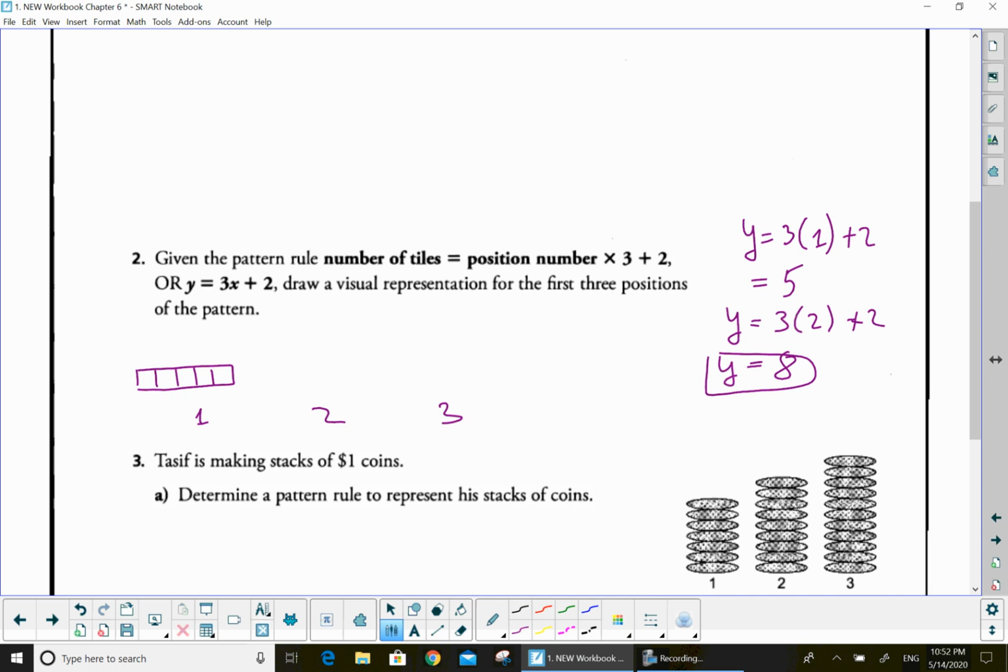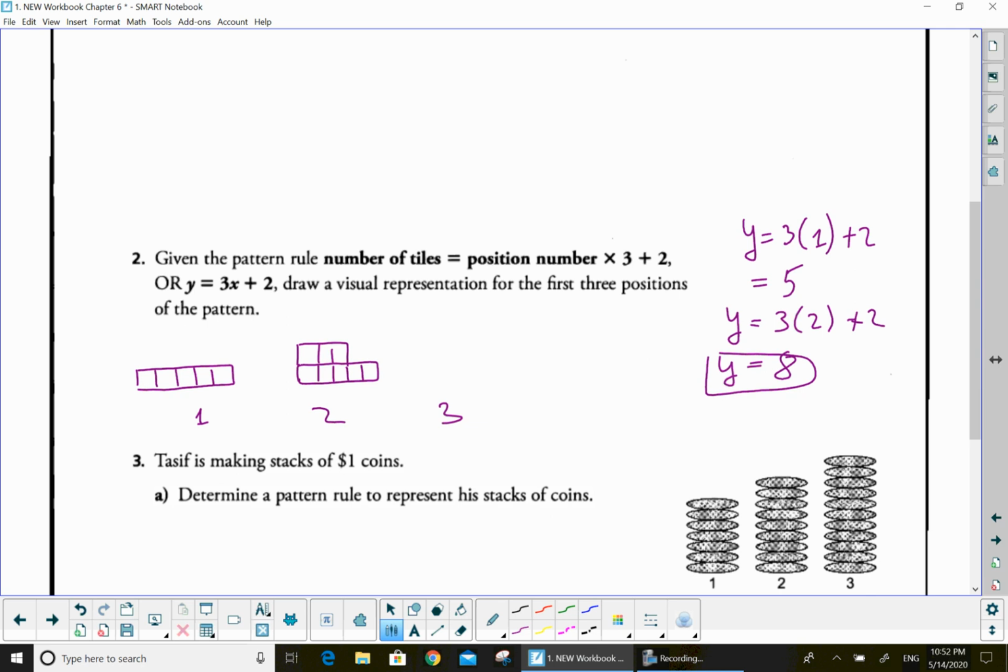There we go. So in this one, let's see how I can do that. 1, 2, 3, 4, 5. And then I need 3 more. So maybe something like this. There we go. And then I will do the same thing again.